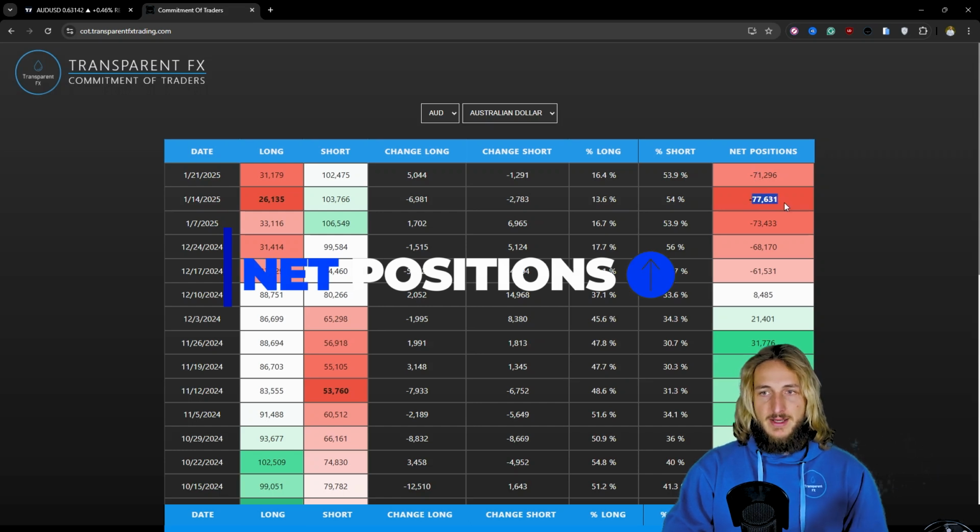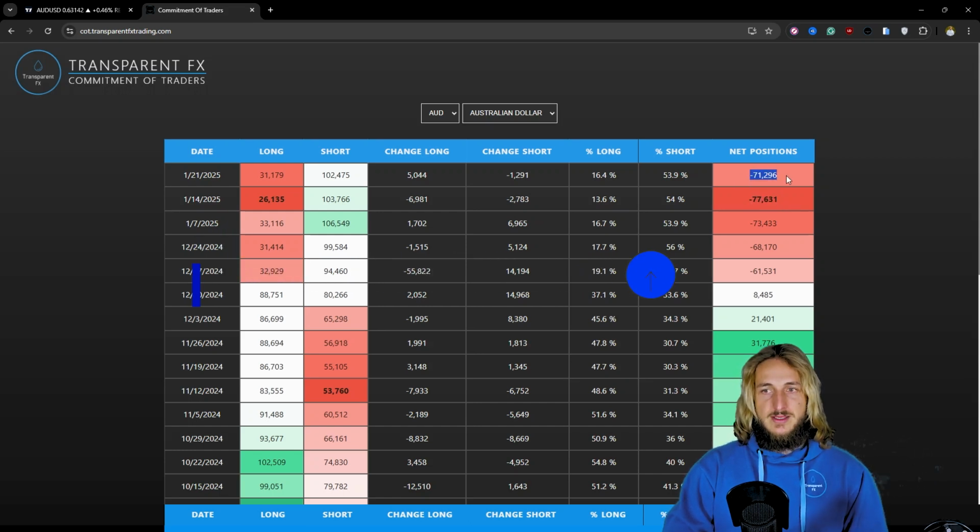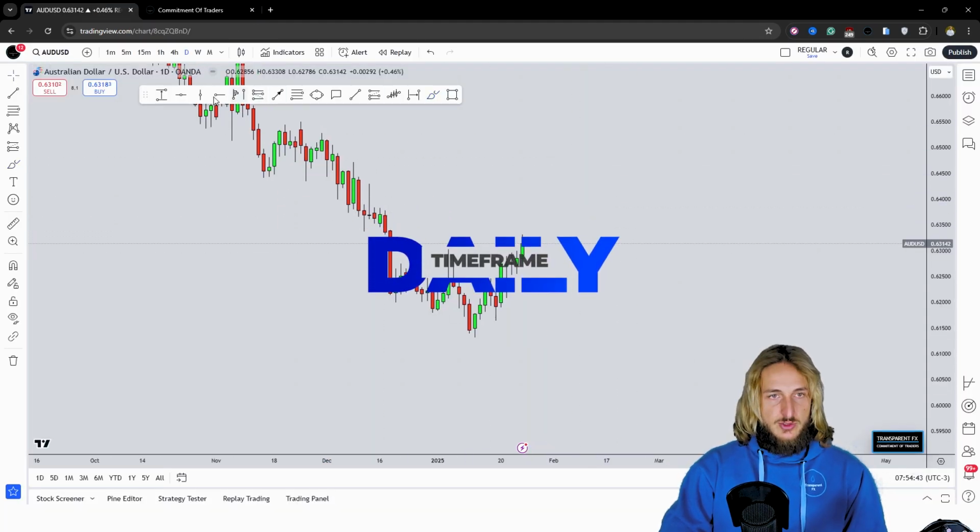We went from minus 77.6k to minus 71.2k net positions, with 5,000 longs added with the last report and 1,200 shorts getting closed. This shows how institutions are now once again moving back to the bullish side for the AUD, therefore AUDUSD, so making it stronger.